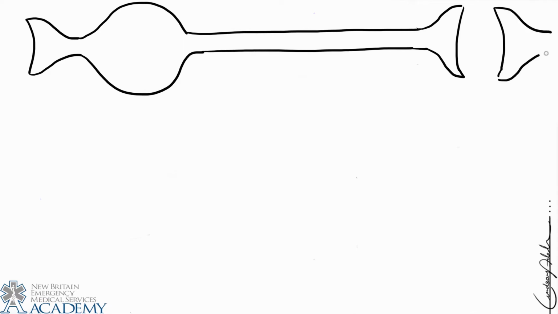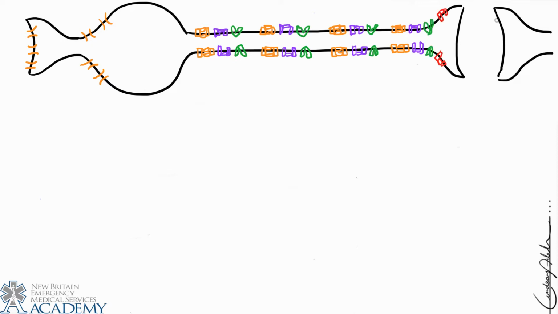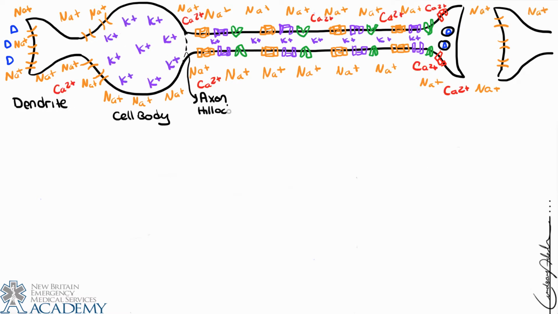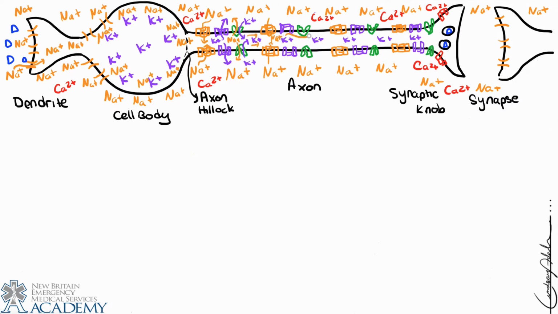Hi everyone. In this video, we'll consider the events that occur when an action potential arrives at a chemical synapse. So we'll redraw this neuron with all of our ion channels one last time and take notice of the fact that the action potential is propagating down the axon and simultaneously exchanging the various ions, sodium and potassium, at each segment of the axon.